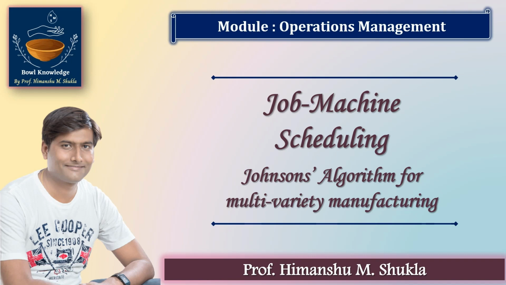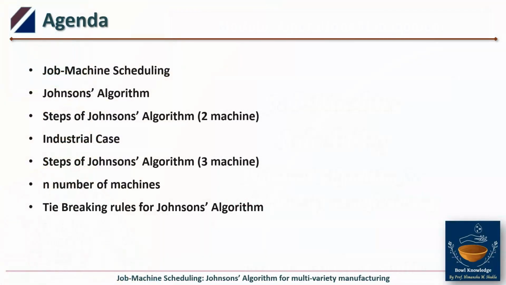So when there are multiple varieties of products but a specific sequence of operations to be performed on every job, we have to do the scheduling of which job is to be processed on which machine. So continuing further, the agenda of today's lecture is job machine scheduling. Which job is to be performed on which machine? The schedule of this particular type is called job machine scheduling.